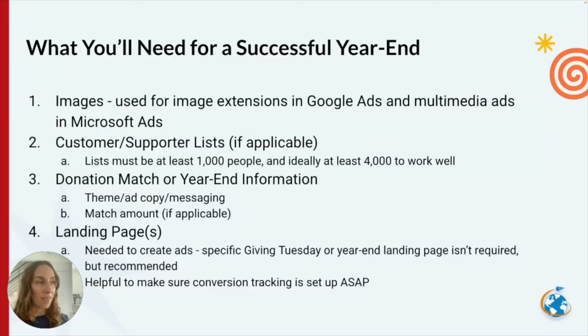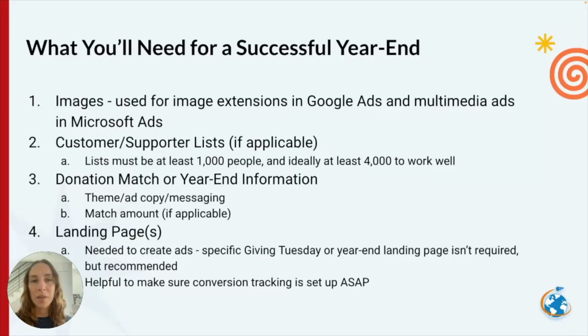So first you want to have images. Images can be used for extensions, both in Google Ads and in multimedia ads in Microsoft, and I'll be talking about those in a later slide. Next, you want some customer or supporter lists, if applicable. So these lists do have to be at least 1,000 people, and ideally they're at least 4,000 people to really work well. So I'll also be diving into this in the next slide.